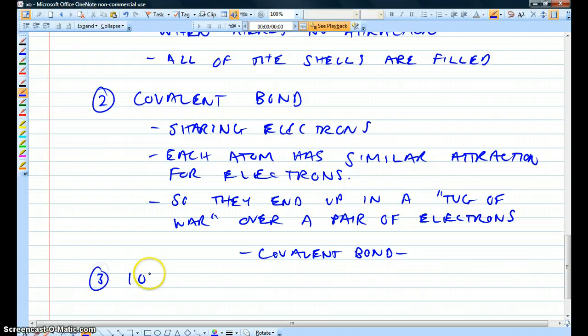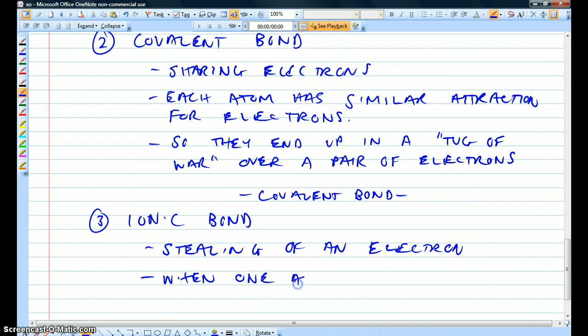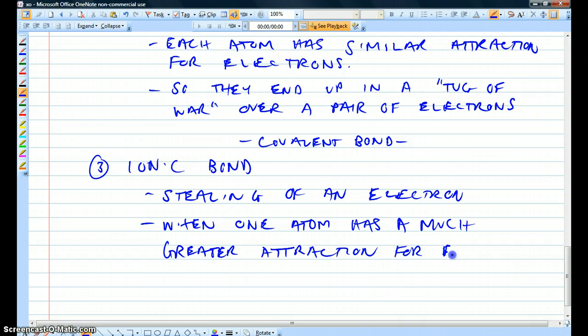Now the third option is called an ionic bond. Now, an ionic bond occurs when we have the stealing of an electron. Okay, this occurs when one of the atoms is a lot stronger than the other, when it has a much greater attraction. One atom has a much greater attraction for electrons than the other.